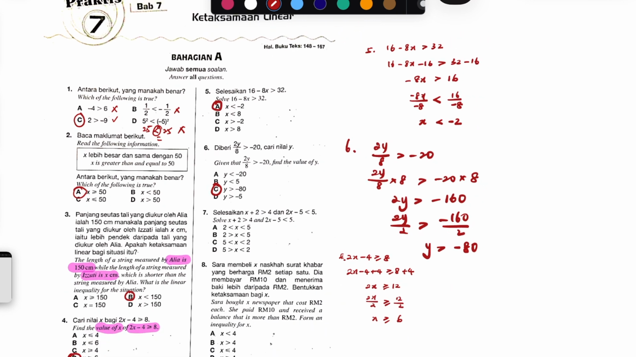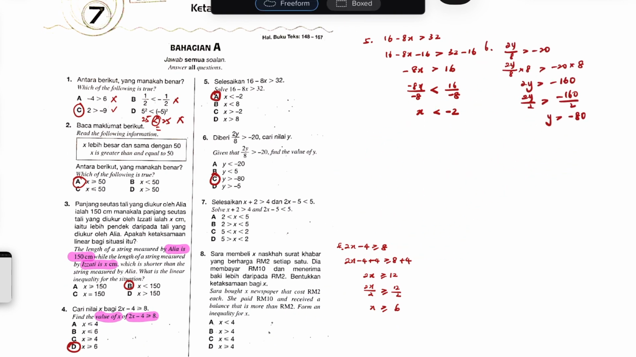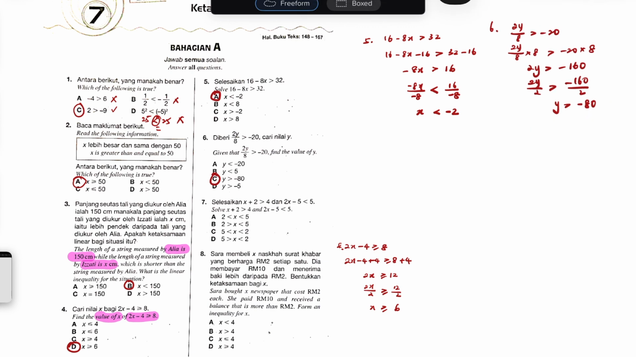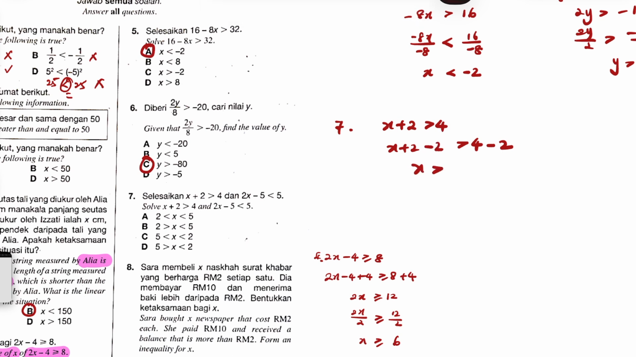Okay, 2 more questions. This one I put aside here. So number 7, this is solving both inequalities, right? So we have to solve first. x plus 2 is greater than 4. So x plus 2 minus 2 is greater than 4 minus 2. This is 2 minus 2. Alright? So x is greater than 2.